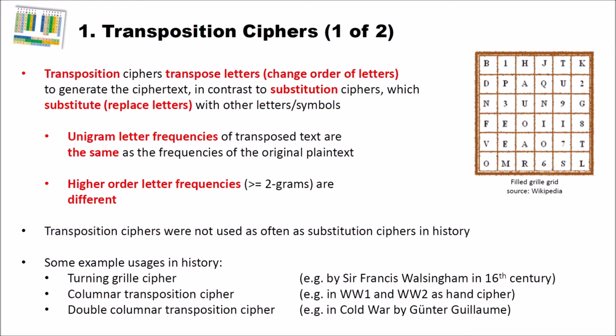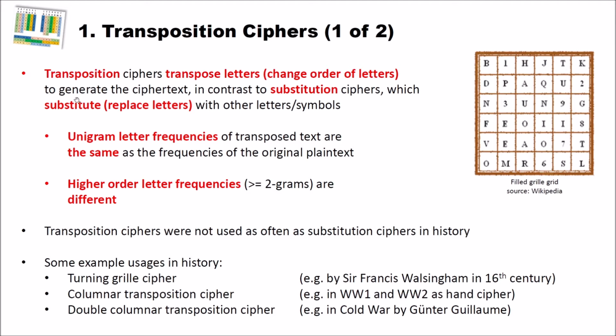What are transposition ciphers? Transposition ciphers transpose letters, or change the order of letters, to generate the ciphertext, in contrast to substitution ciphers, which substitute, so replace, letters with other letters and symbols. We already had plenty of videos about substitution ciphers on this channel, so if you are interested in learning more about substitution ciphers, just search for substitution.